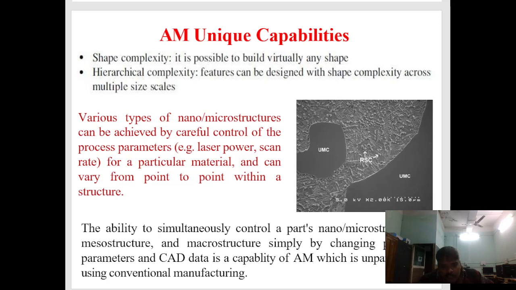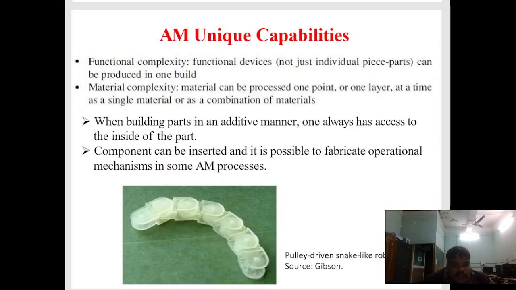Laser power and scan rate for a particular material can vary from point to point within the structure. The ability to simultaneously control a part's nanostructure, microstructure, and mesostructure simply by changing process parameters and CAD data is a capability of additive manufacturing which is unparalleled using conventional manufacturing. Additive manufacturing unique capability: functional complexity. Functional devices can be produced in one build.